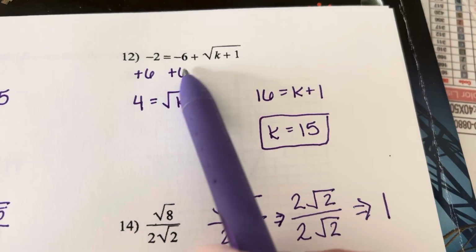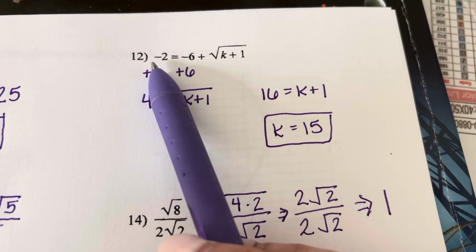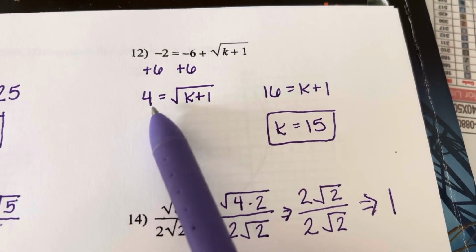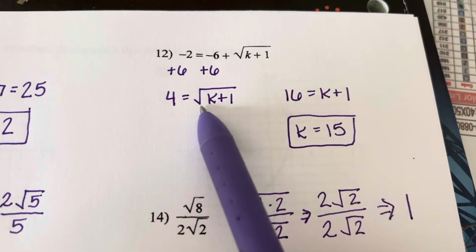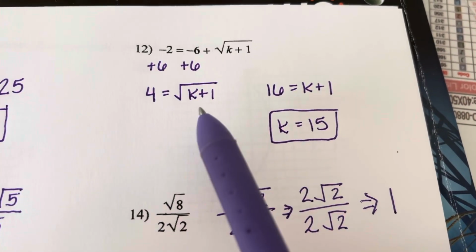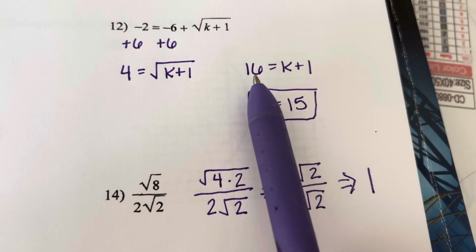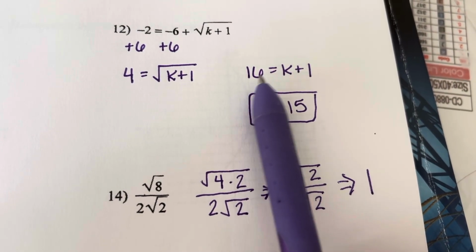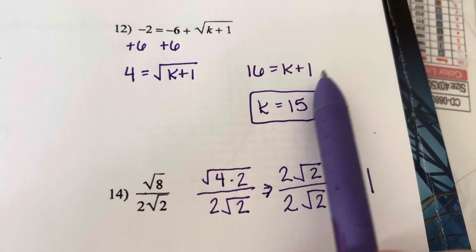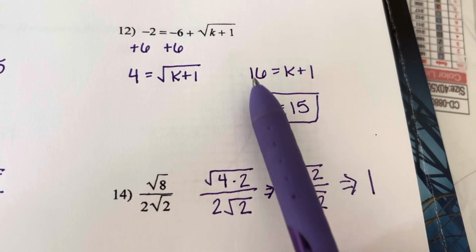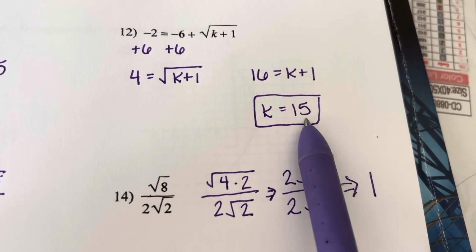Over here, we're going to move the 6 first. So I get 4 equals the square root of k plus 1. Square both sides. You get 16 equals k plus 1. Move your 1 over. K equals 15.